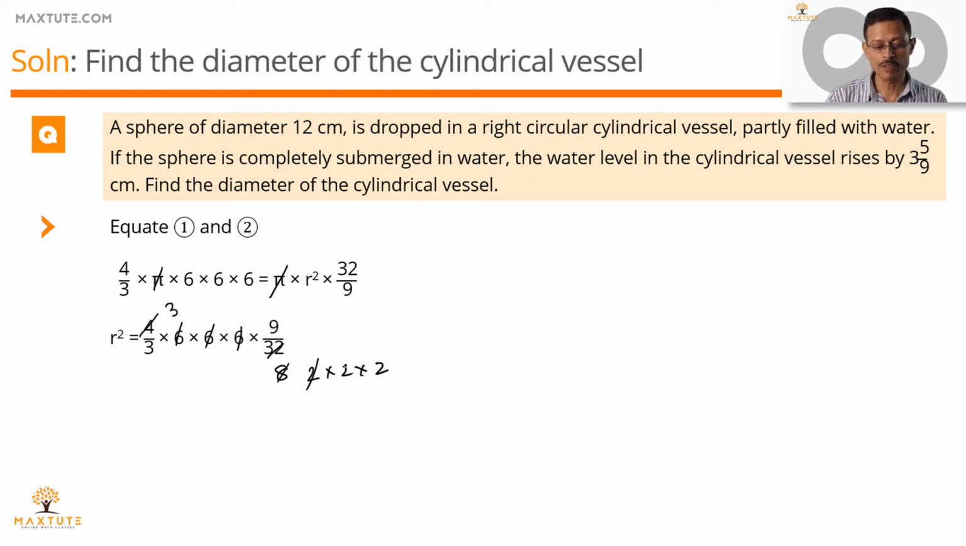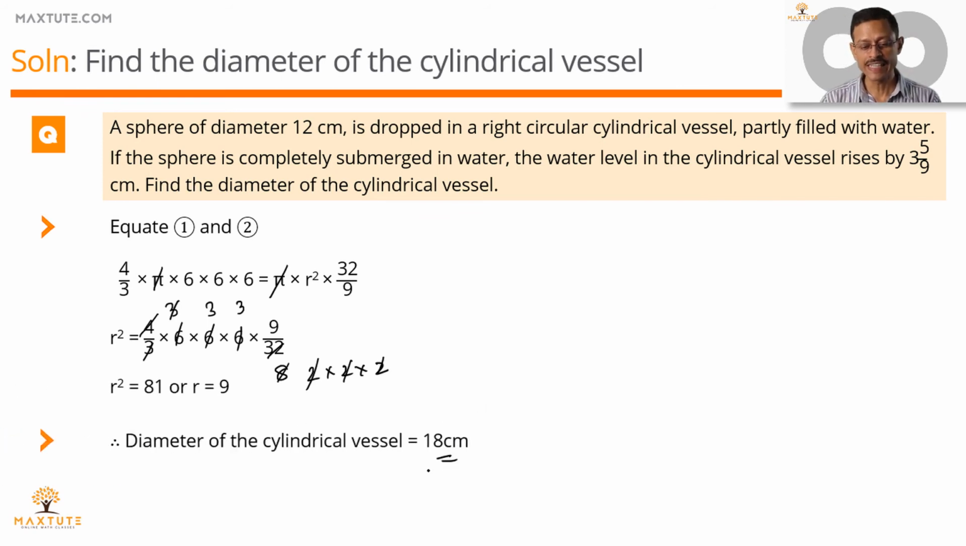The same is going to happen for these two 2's also. So 3 and a 3. 3 gets cancelled with one of the 3's. So r square is equal to 81, or r is equal to 9. What we need to find out is the diameter, which is 18 centimeters. So the crux of this question is how you do this calculation more than anything else.